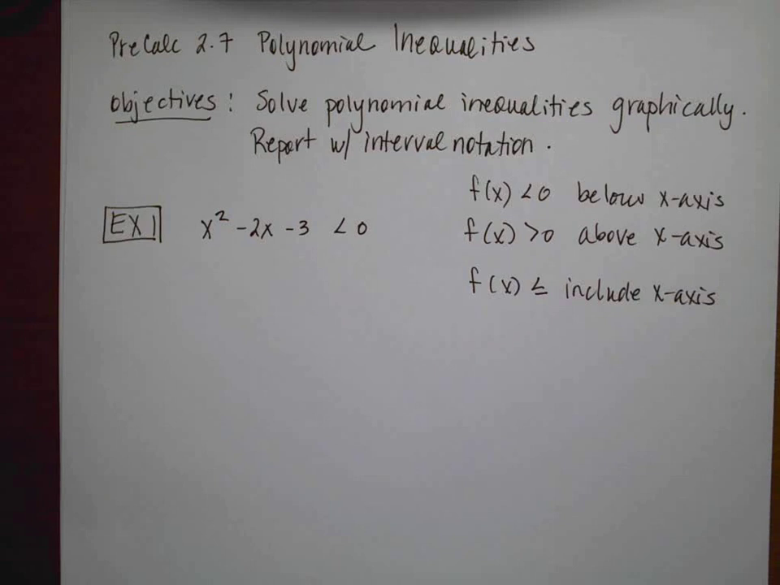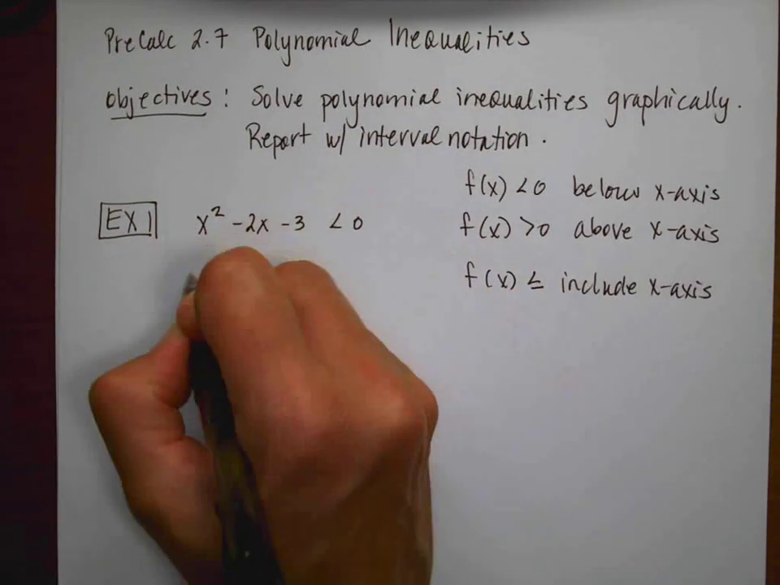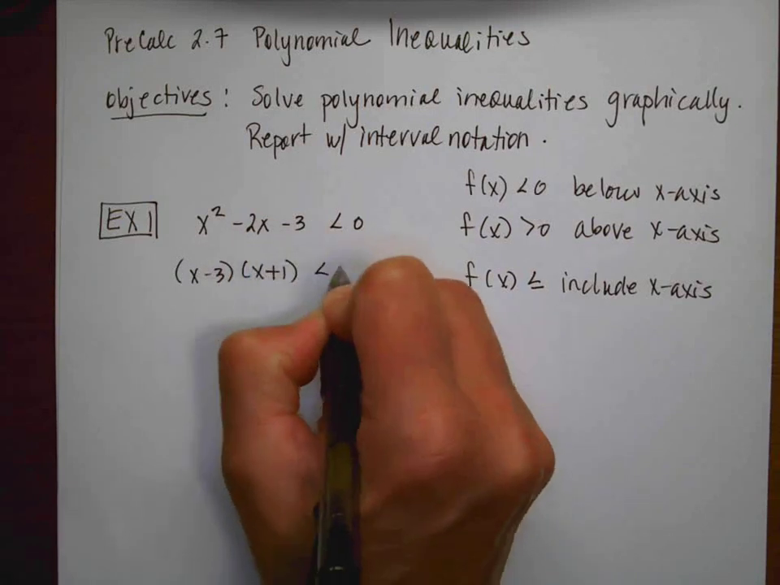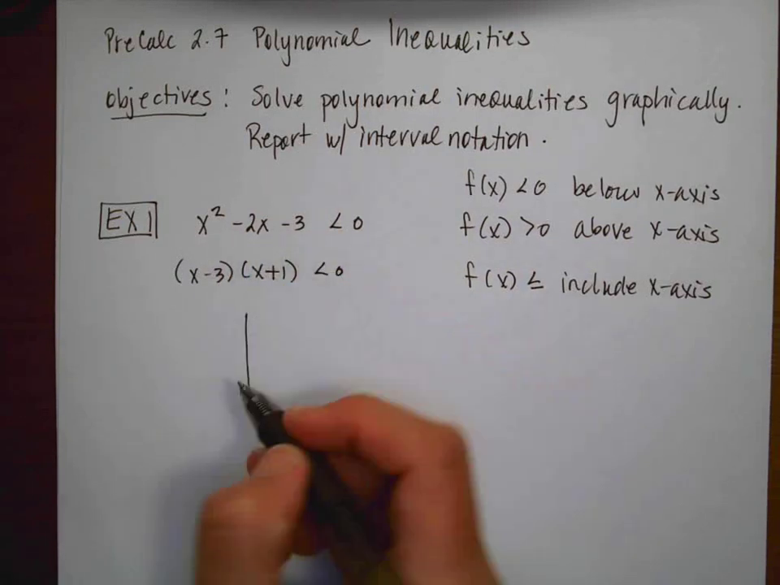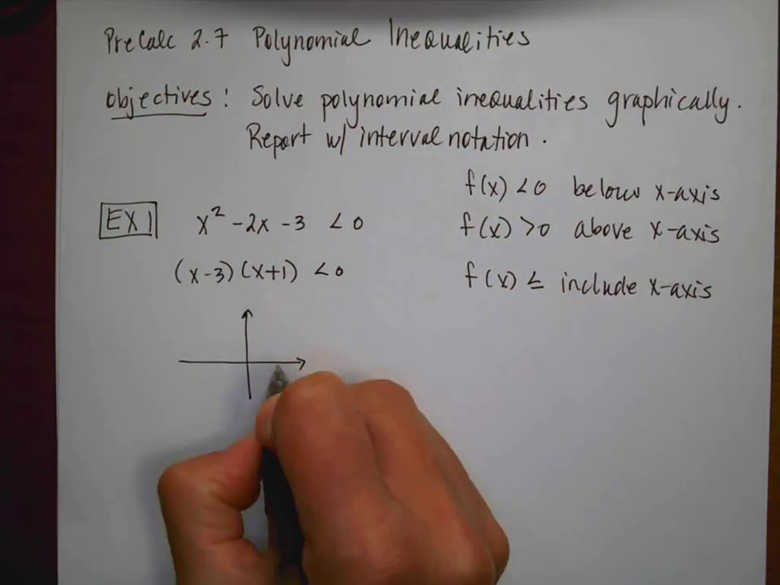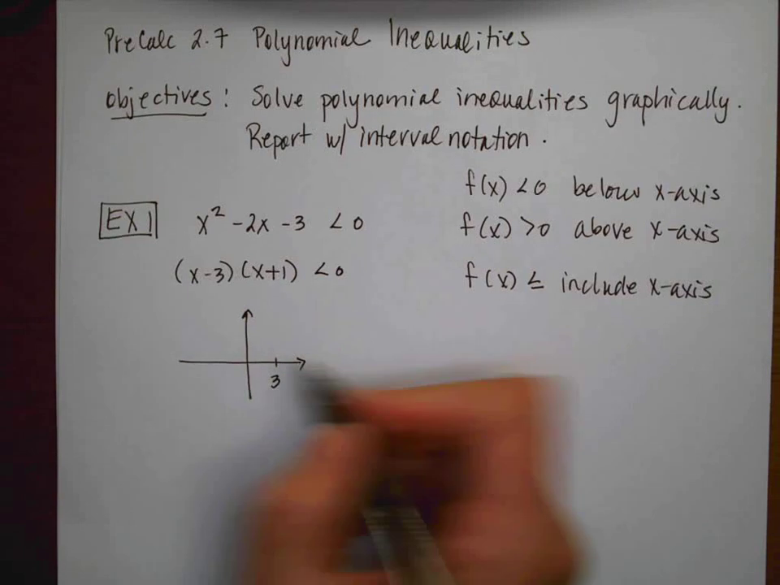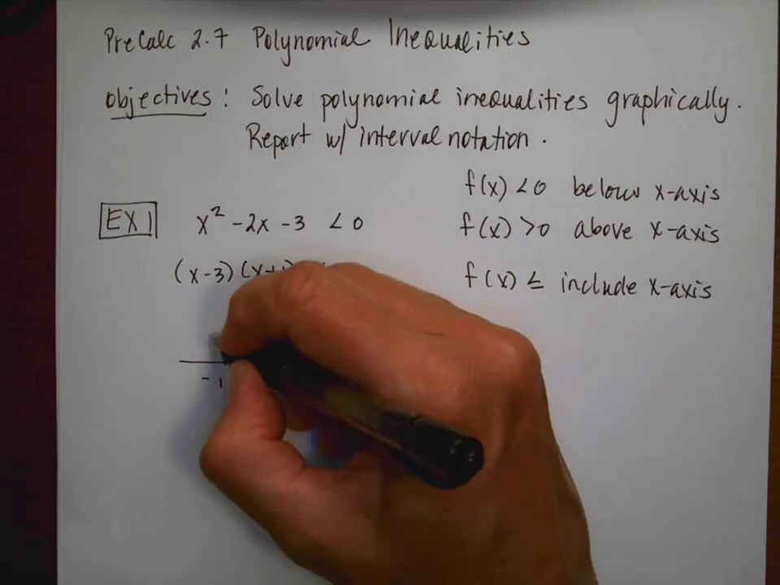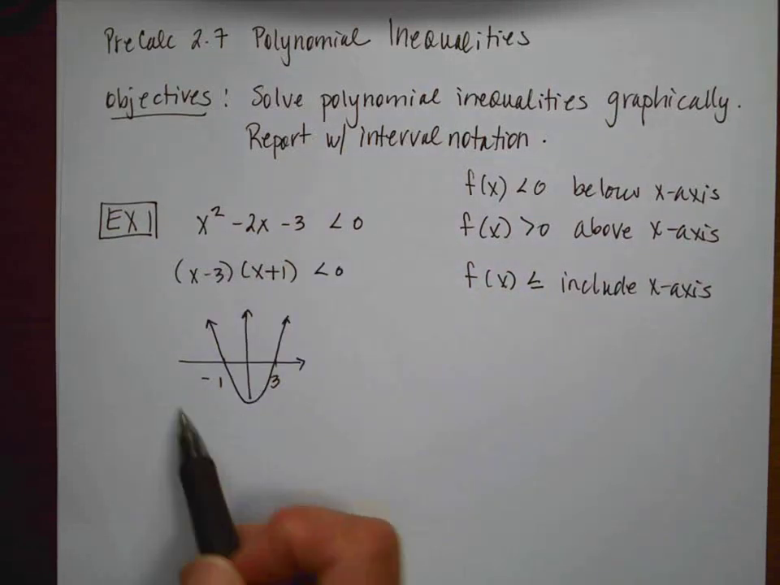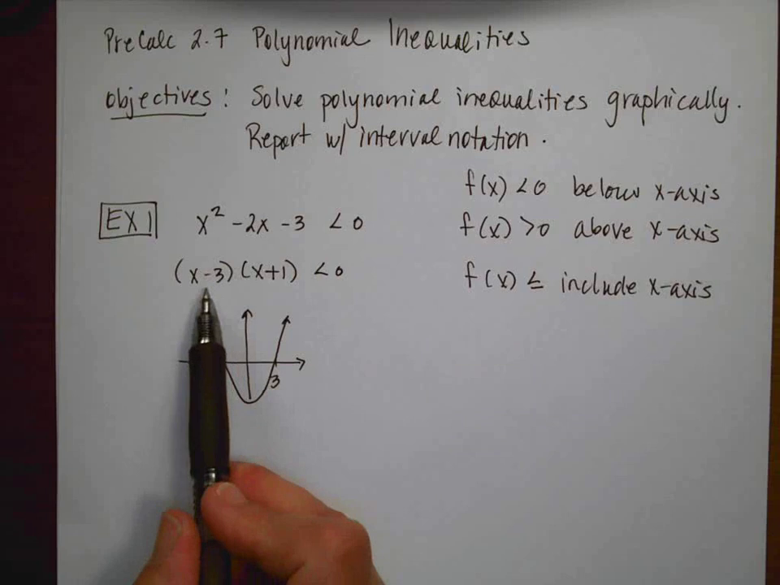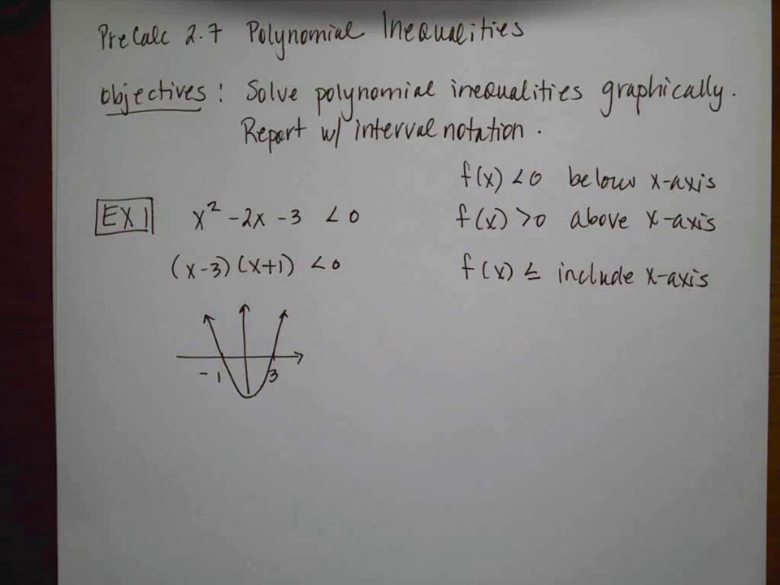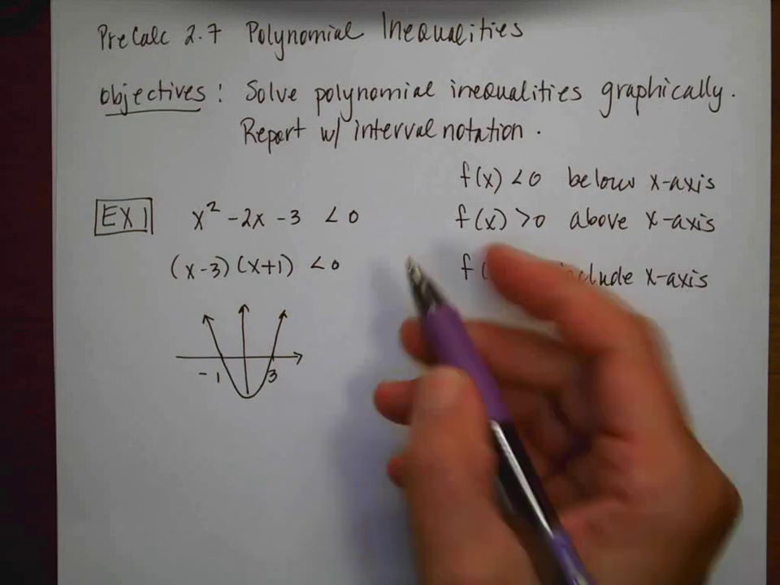So basically what we're going to do is just factor. So this is x minus 3 and x plus 1 is less than 0. What that does is help us find the zeros, because I'm going to need those for reporting. So I have an x-intercept at 3 and an x-intercept at negative 1, and I'm going to sketch the parabola. It doesn't matter how accurate it is, because I'm basically attempting to find out where the function is located. I don't need to know precise information.